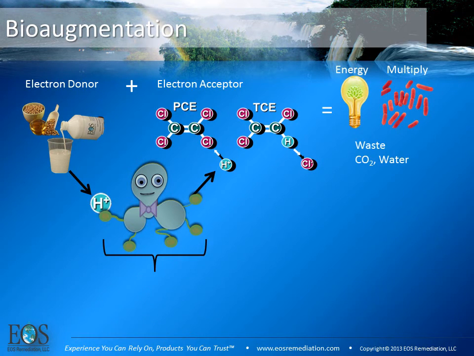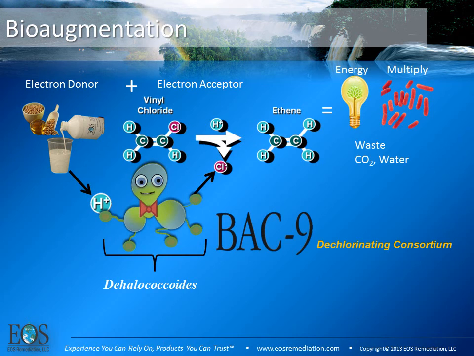However, there's only one microbe out there that can degrade vinyl chloride, which is one of the daughter products of PCE, and take it to ethene. And that's Dehalococcoides. And at EOS Remediation, we can provide that bug to you, as well as other bugs that are capable of dechlorination in our culture BAC9.